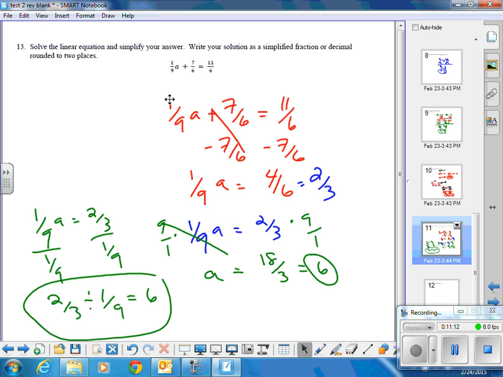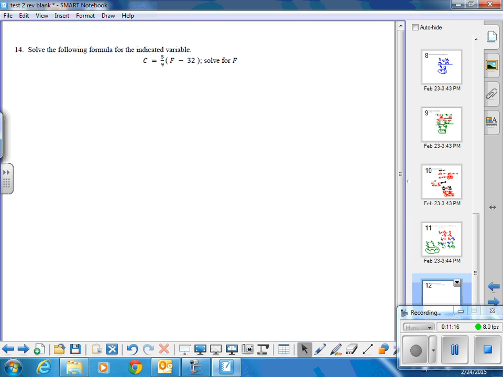We're going to move on to the next one. Oh, nope, I only have one more. I'm just going to go ahead and do it. Okay. I was thinking about stopping, but no, one more, we'll do it. So, solve the following formula for the indicated variable. All right. Here's the deal. This formula here, they want me to solve for f.